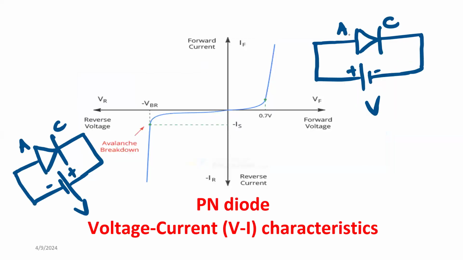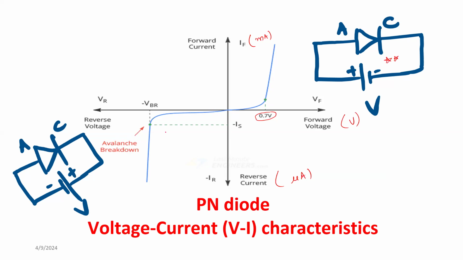By observing this, we have to plot this graph. Forward current IF, in milliamperes, and forward voltage VF, in volts. This axis is microamperes. Due to forward bias, we have a cut-in voltage of silicon as 0.7. After that, the current increases exponentially like this. Up to the cut-in voltage, only a small amount of current flows. After the cut-in voltage, it increases drastically. This is the diagram we have to draw in the examination.